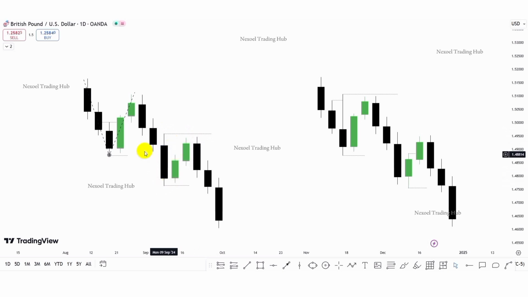So this is how we now identify the pullback. We have the fall. This is a valid pullback. So it means from this high, we have a straight fall of price to the downside. So meaning we have impulse, corrective, impulse. Because these bullish candles are just within the bearish candlestick.